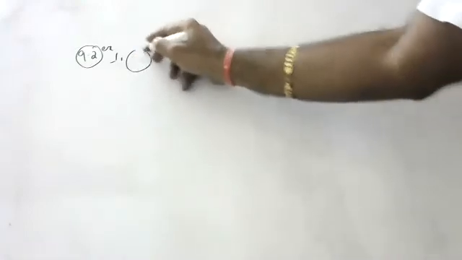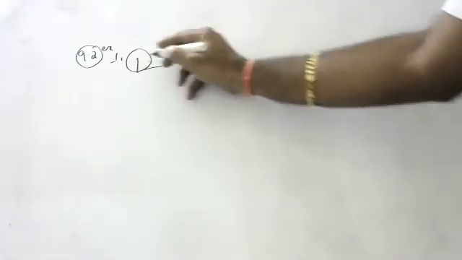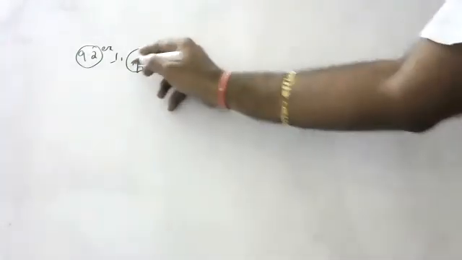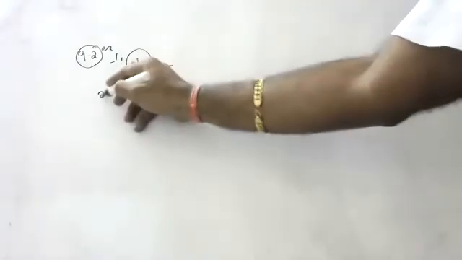First question. The angle between the tangent to a circle and the radius drawn at the point of contact is? What is the angle between tangent and radius, children? 90 degrees. The angle between radius and tangent is always 90 degrees.